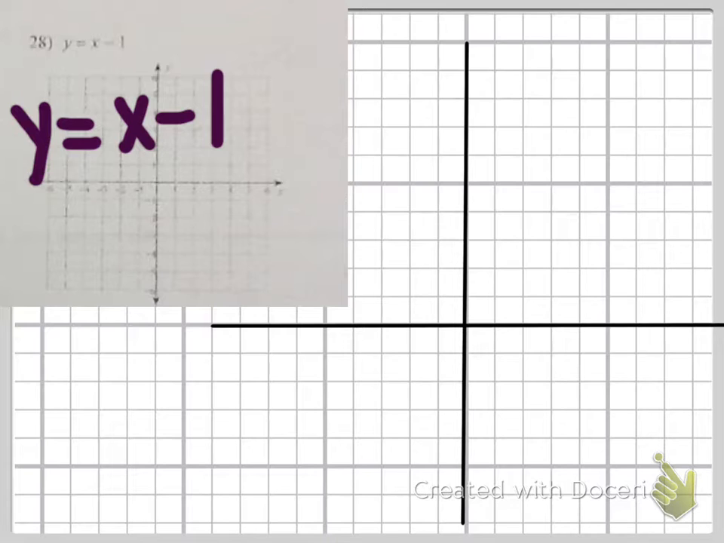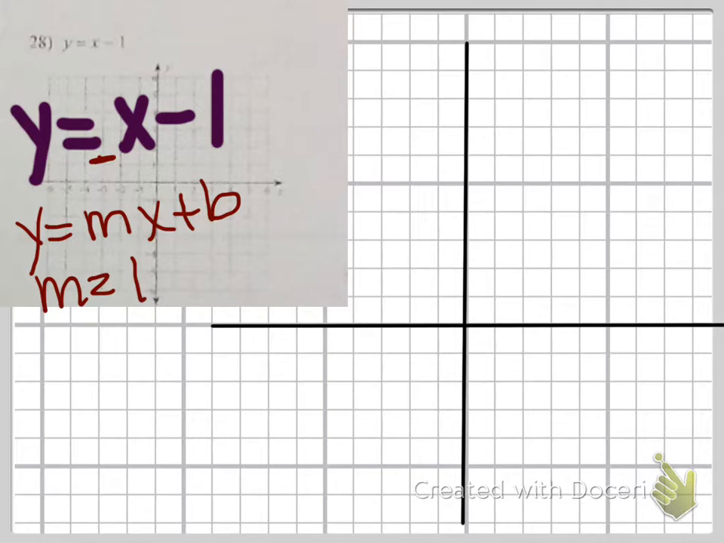Alright, so now let's go ahead and look at number 28. I have y is equal to x minus 1. So remember, I'm looking at y is equal to mx plus b. In this case, there is not a number in front of my x, so I know that my m, my slope, is going to be simply 1, and my b value is going to be negative 1. When I'm graphing a line, the first thing I want to do is identify my slope and my y-intercept, and then I start my graph at the y-intercept. So I know that my b value is at negative 1. So that'll be here.